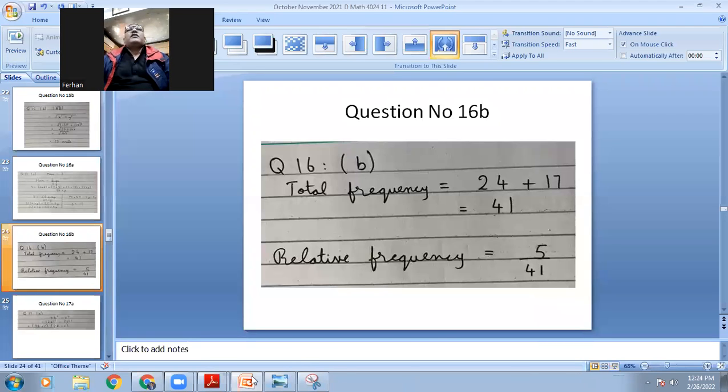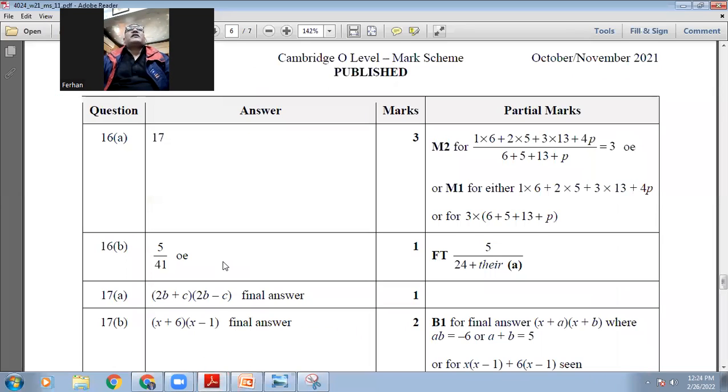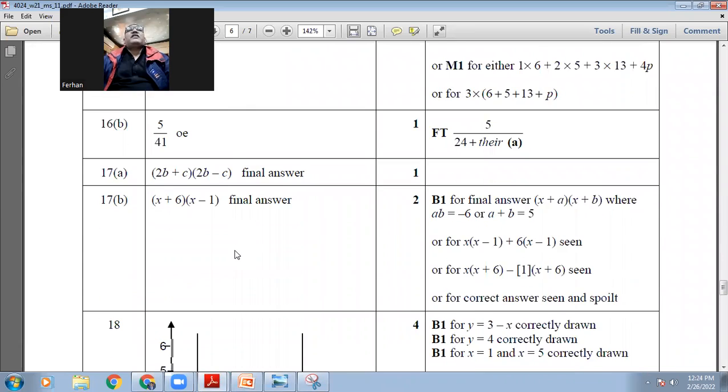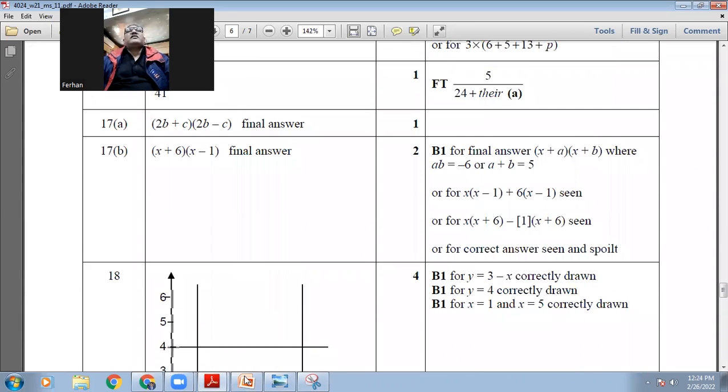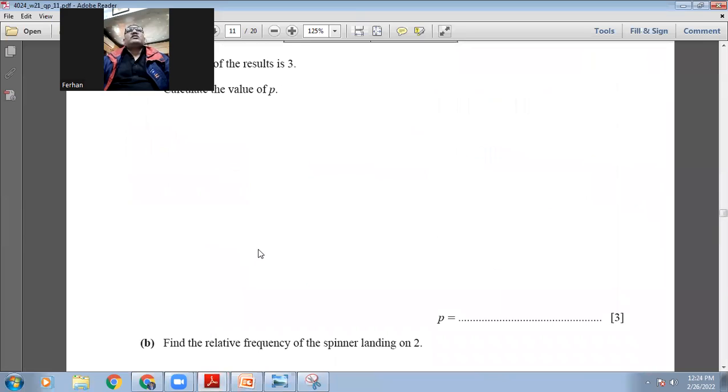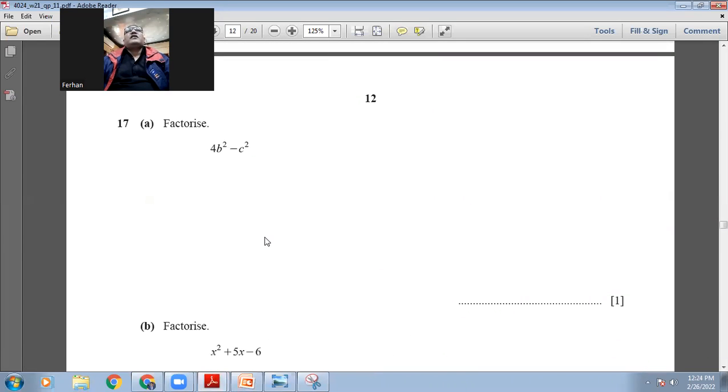So here we go. Let's look at our marking scheme. 17 and 5 by 41. So our answers are right. So now we move to the next question. The next question coming up on your screen is here.